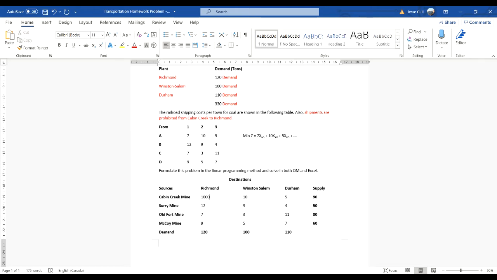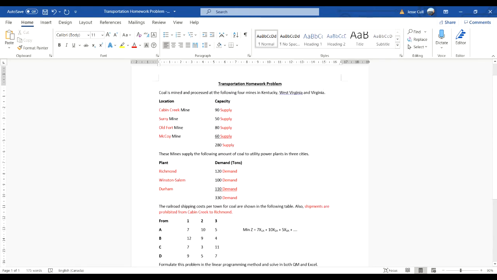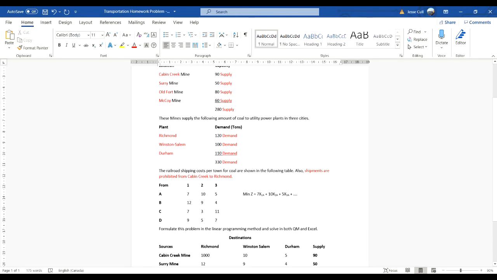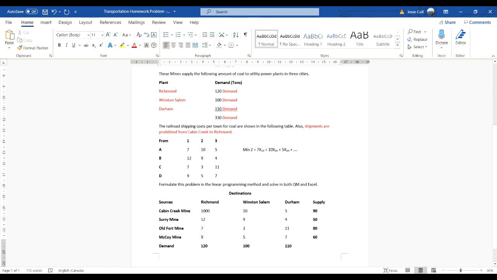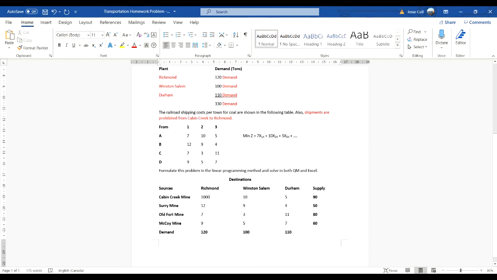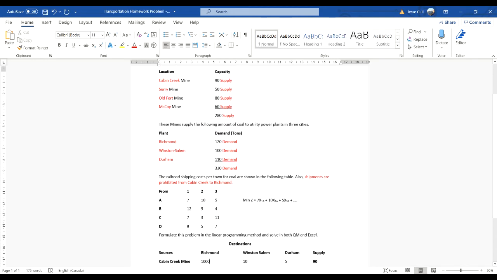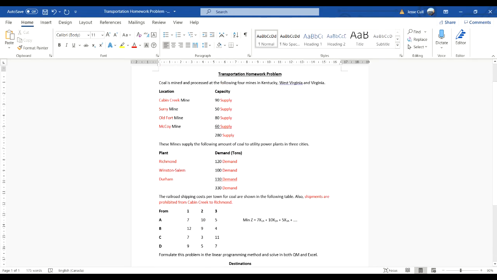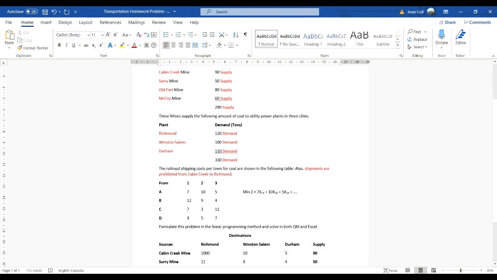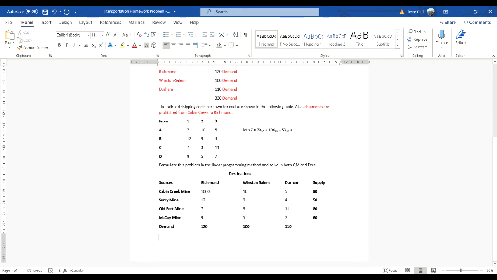All right, hopefully everybody's clear now. When we come back in a moment, we're going to continue. I'm going to solve first in QM and then second in Excel. So, very quick review. Here's our transportation problem, all the relevant information highlighted. And here is the table that we need to complete all of the relevant information.